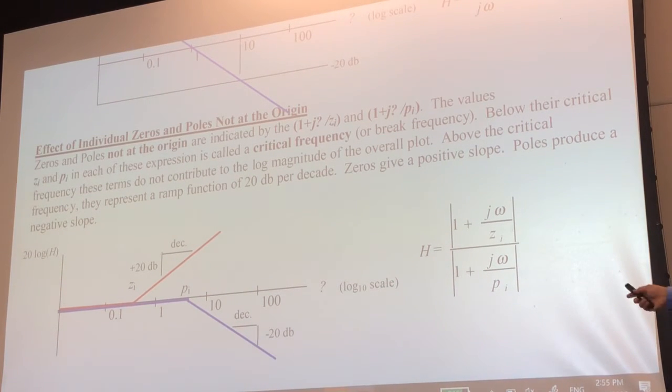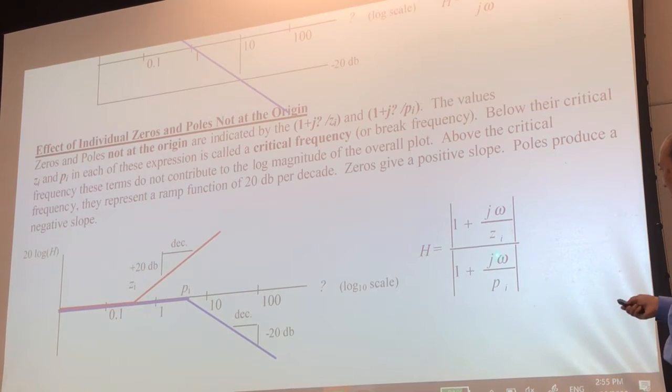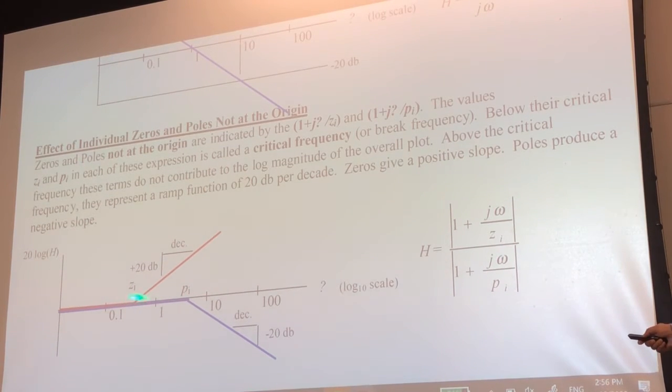So when omega is zi, this is the corner frequency. When omega is pi, so this is 1. So 1 plus j1. Okay. So this is pi, this is zi. Okay. But when zi is less than pi, you are here. This red line could be like this, going up. Okay, going up. So you have 20 dB per decade, minus 20 dB. So this one will result in minus 20 dB per decade. This one will result in 20 dB per decade.